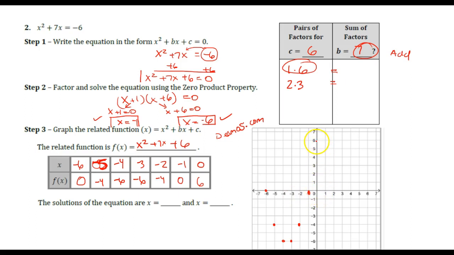And then 0, 6. So if I sketch my graph out, again, it's not going to be perfect, but there's my graph. And you can see, hey, there's my intercept of -6 and my intercept of -1. So they do match, as you can see there.